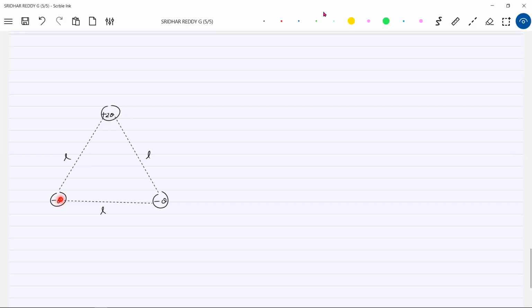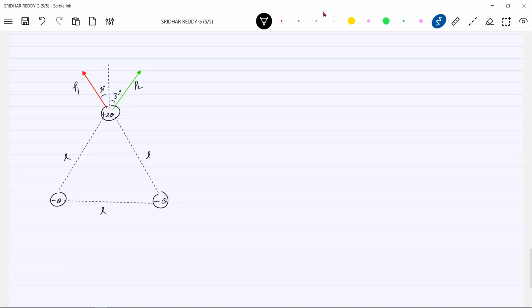Will share the remaining part of it. Based on that, the dipole moment here will be at 30°. This will be 30°. So this will be the one dipole moment P1. This is P2. Now what is P1?